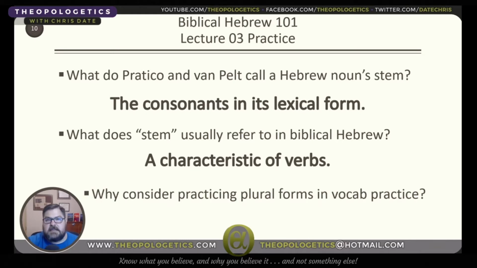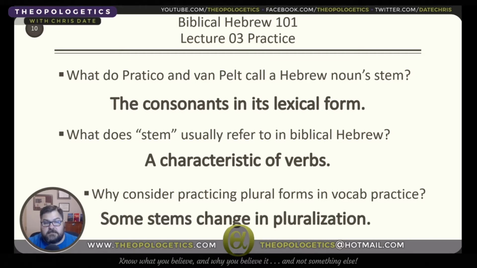Why consider practicing the plural forms of vocabulary when you're memorizing it, when you're going through flashcards and things? Because some stems change when the words are made plural. The example I gave you in the lecture were the words isha, meaning woman or wife, and ish, meaning man or husband. Ish, the stem is aleph, yod, shin, but the plural form is anashim. So it's no longer just those 3 radicals. There are some additional radicals, and one has been replaced.